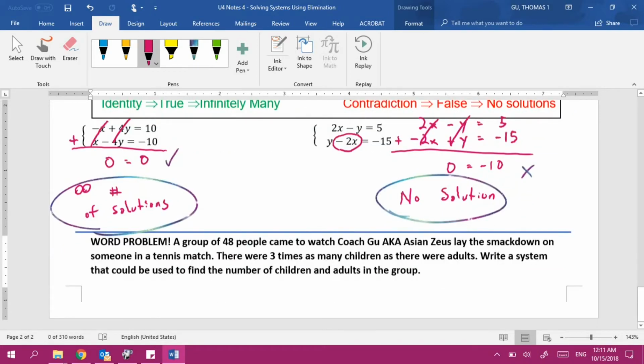Alright, finally, of course, we're going to have another word problem, so let's write out this word problem. Let's read the directions here. So a group of 48 people, there's 48 people, came to watch Coach Goo, aka Asian Zeus, lay the smack down on somebody in a tennis match. There were 3 times as many children as there were adults. So we're going to write a system that could be used to find the number of children and adults in the group.